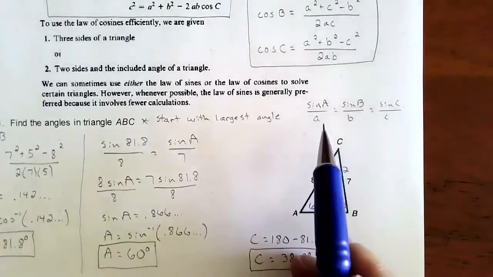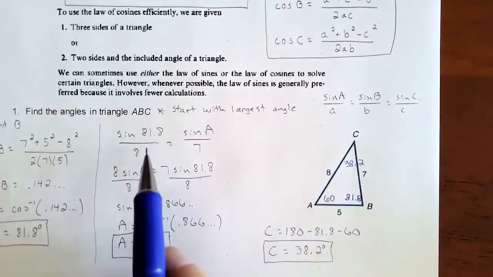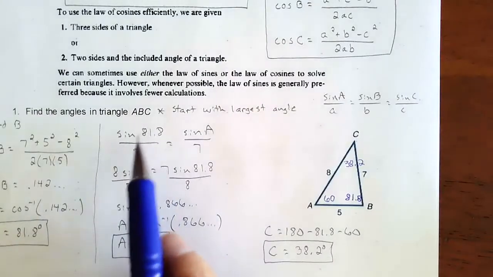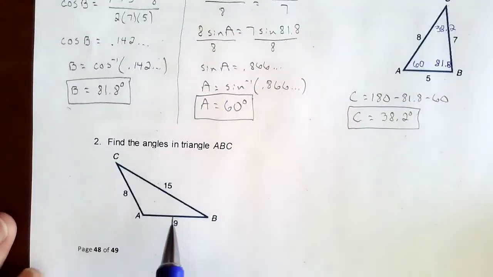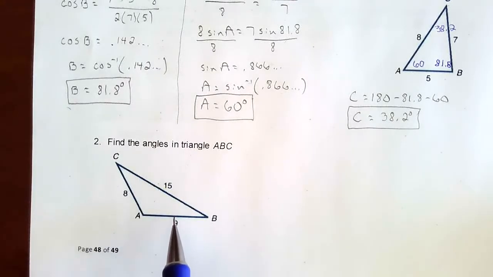In order for me to use law of sines, I have to have a proportion. And so that means I have to have one full fraction. I need an angle and a side across from each other, which I don't have, since I don't have any angles. So my only choice is to use law of cosines.